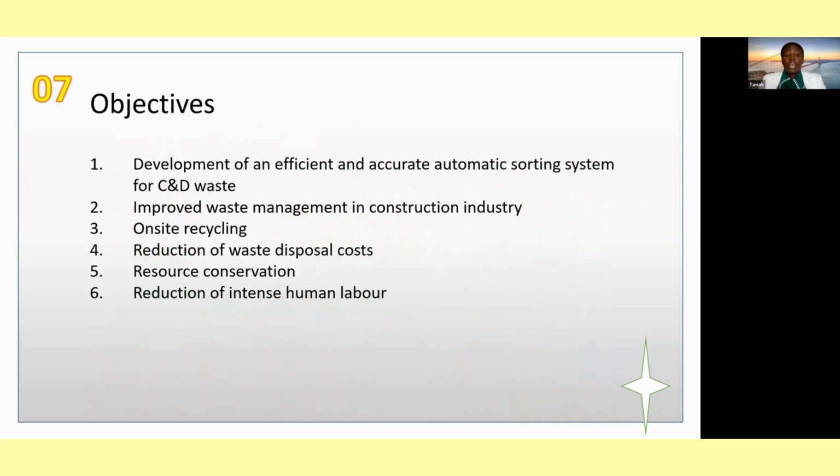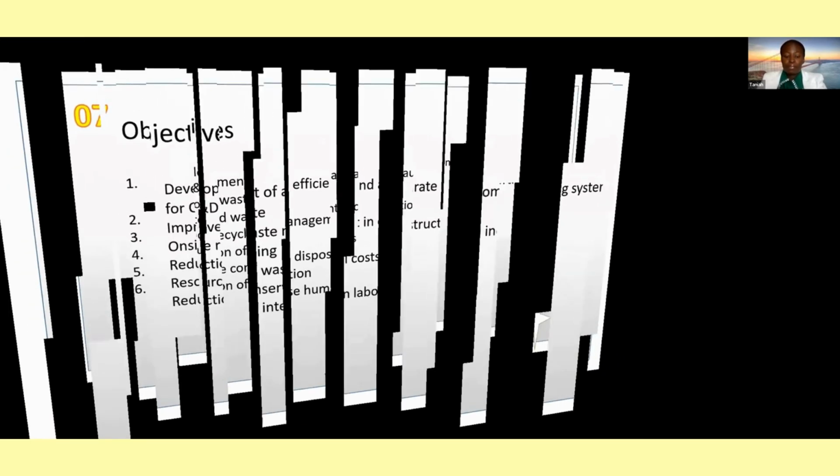The objectives of this project are to develop an efficient and accurate automatic sorting system for construction and demolition waste, and also to improve waste management in the construction industry. The most important is to introduce on-site recycling, as it has been found that it is extremely difficult to do recycling on-site. We'll also be able to reduce our waste disposal costs, conserve our resources, and reduce intense human labor.